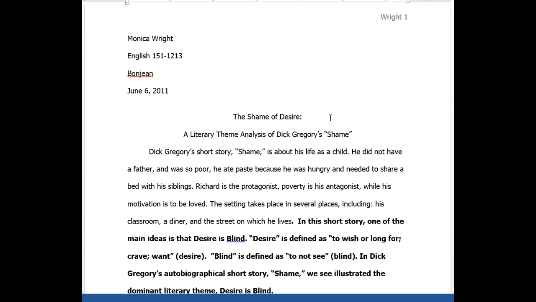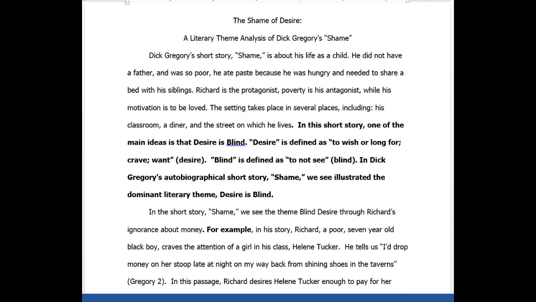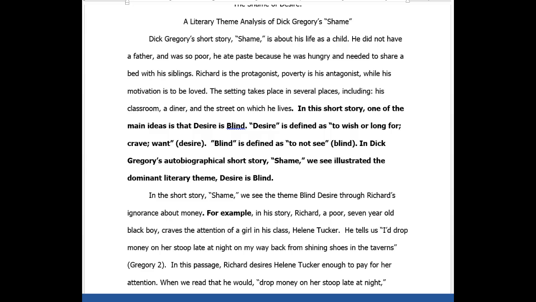The Shame of Desire is Monica's title. The title typically has something to do with the theme that you're planning on proving. And then, of course, the subtitle, which is the name of the assignment. And you can use that very same one if you'd like, since it is the name of this assignment. And let's take a look at the intro paragraph, very similar to the parallel analysis paragraph.